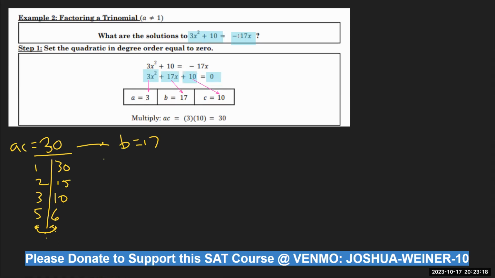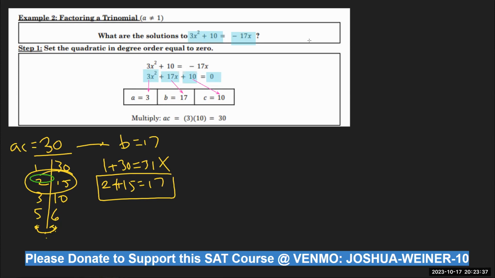Adding them together, 1 plus 30 is 31. So it's not the first pair. 2 plus 15 equals 17, and we have the right pair here. So we're going to use 2 and 15 for this trinomial, but in a different way.